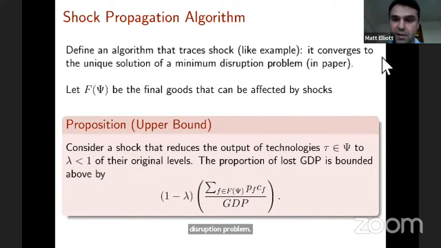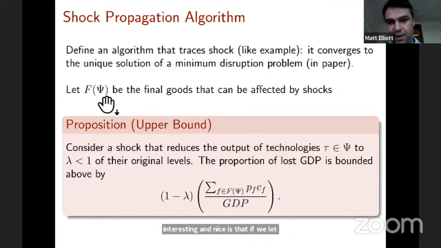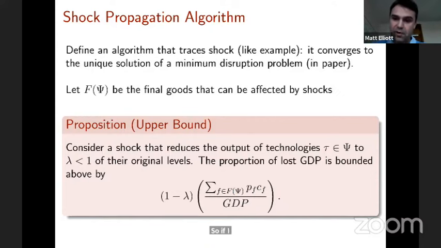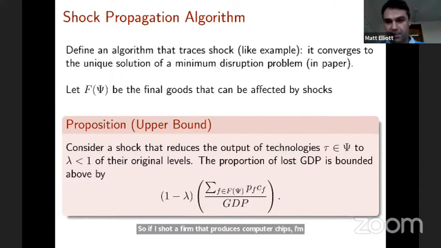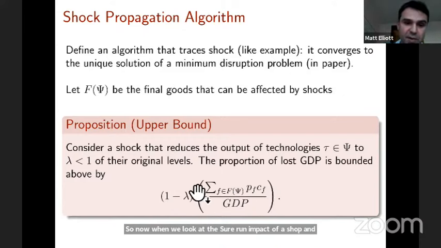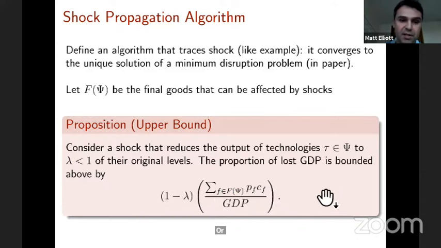What we get out of this analysis that we think is interesting and nice is that if we let psi here be the set of goods that are shocked, and we consider reducing their output to lambda times their initial level, so that's the shock we consider, and then we let f of psi be all the final goods that could possibly be affected by this disruption. So if I shock a firm that produces computer chips, I'm going to look at all the final goods that use computer chips, either directly or indirectly in them. And that's going to give me f of psi. So now, when we look at the short-run impact of a shock, an upper bound on the proportion of GDP that's lost is given by the size of the shock, the 1 minus lambda, multiplied by the value of production of all final goods that used the shocked technologies, divided by GDP.